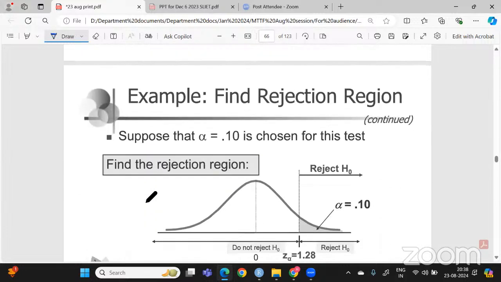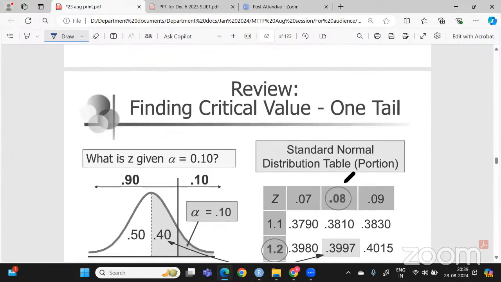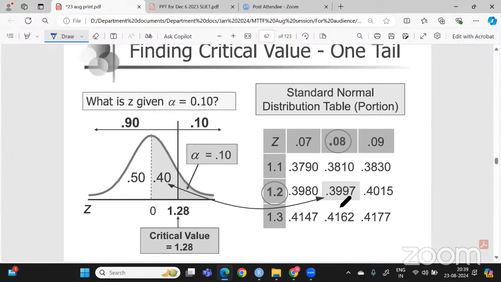Okay. And they have considered alpha as 10%. And what is our main objective? We want to make a conclusion whether we are going to reject the null hypothesis or not. So based upon alpha as 10%, we got the critical point as 1.28. And if any value of the test statistic goes beyond 1.28, then we reject the null hypothesis. Clear? They have shown that the value for this 10% is coming as 1.28.